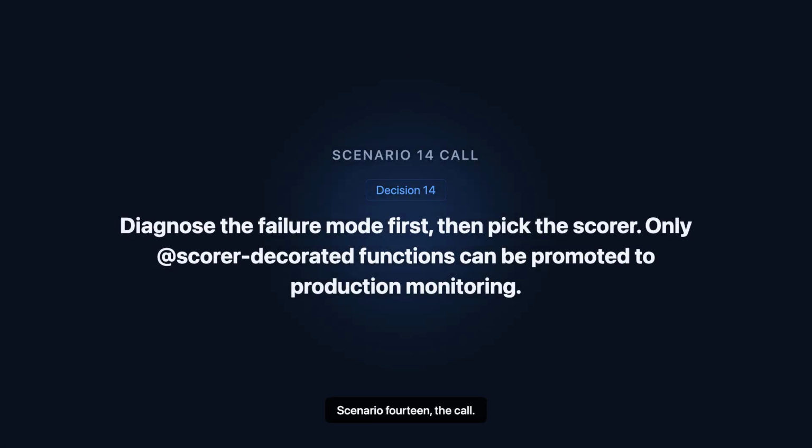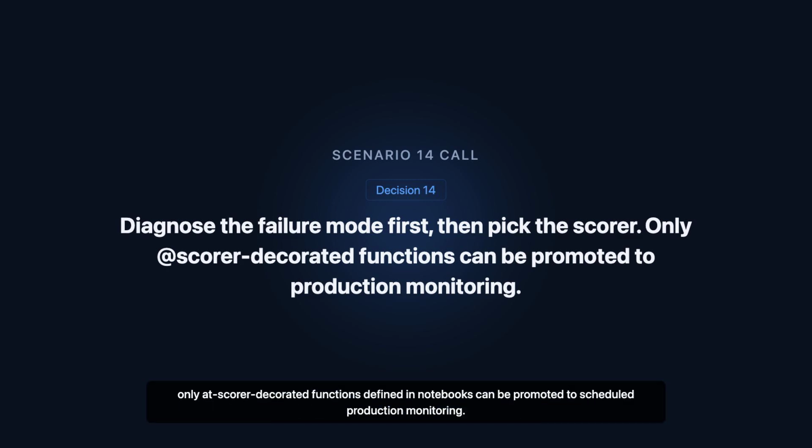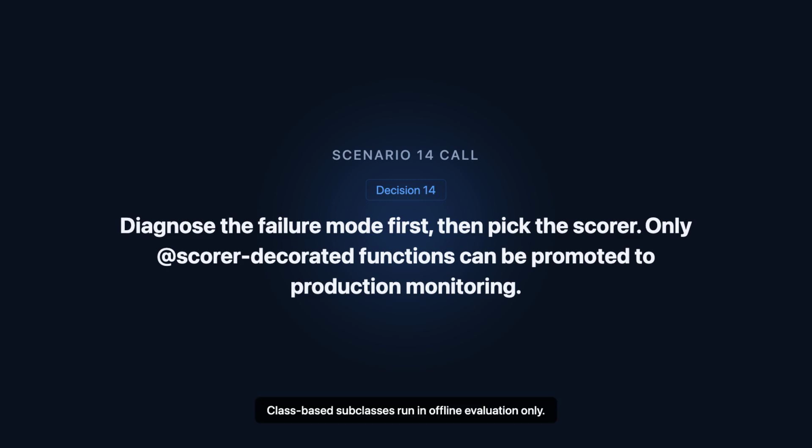Scenario 14. The call. Diagnose the failure mode first, then pick the scorer that matches it. And one operational detail worth remembering: only @scorer decorated functions defined in notebooks can be promoted to scheduled production monitoring. Class-based subclasses run in offline evaluation only.